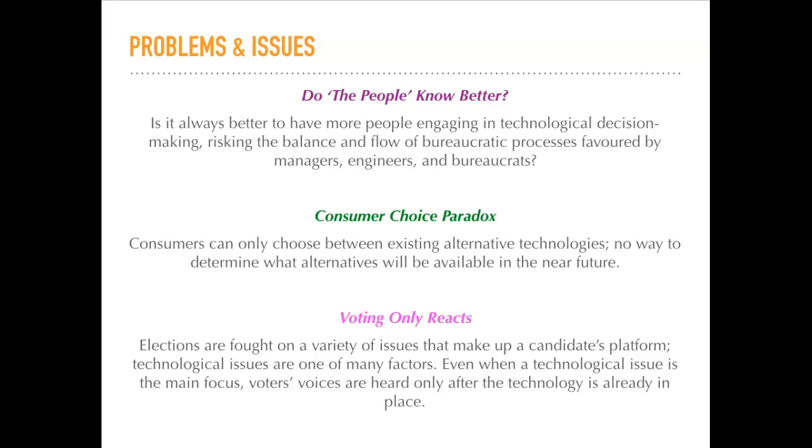In addition to that problem, there are a few other things that we should keep in mind that are limitations of democracies when dealing with technologies. And there are three here. One is called the do the people know better problem. The second is consumer choice paradox. And the third is that voting really is only a reaction. So let's go through these really quickly.